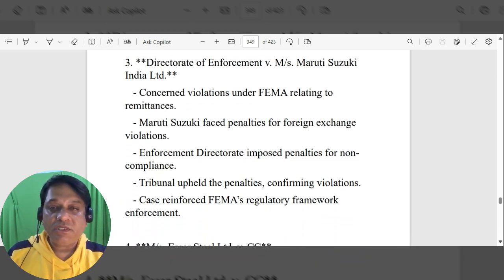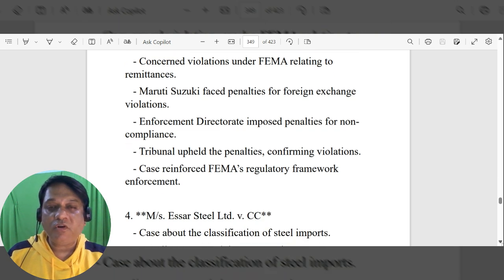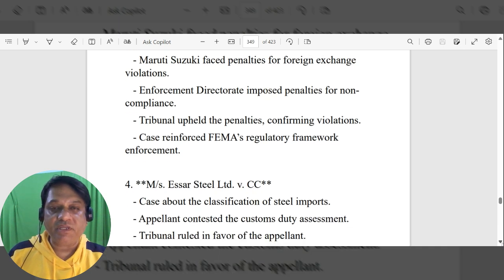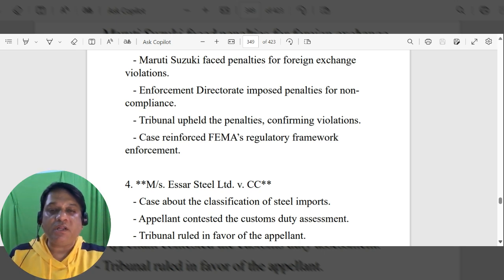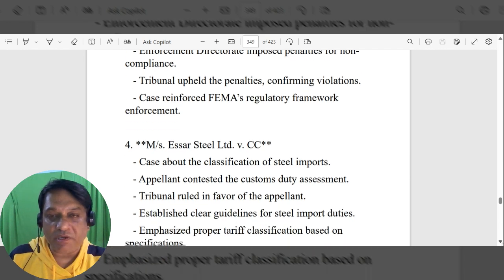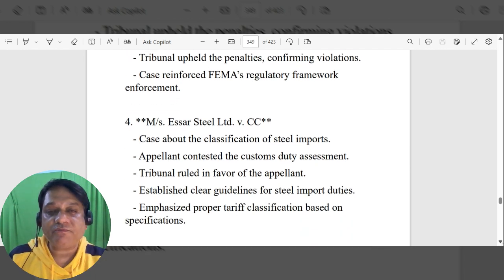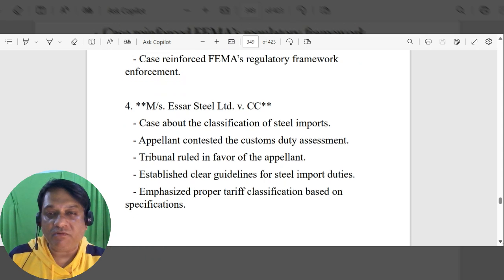DE versus Maruti Suzuki India concerned violations under FEMA relating to remittance. Maruti Suzuki faced penalties for foreign exchange violations. ED imposed penalties for non-compliance. Tribunal upheld the penalties confirming violations. Case reinforced FEMA's regulatory framework enforcement.